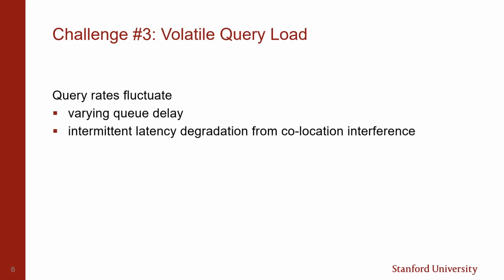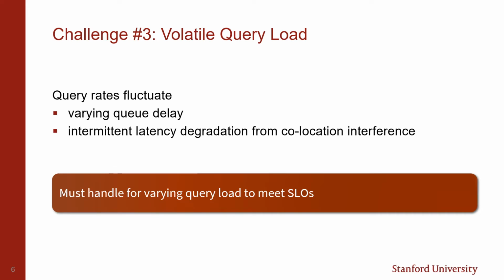Another difficulty that inference serving systems face is the fact that query load is often volatile. So the fluctuation of query rates can incur varying queuing delays and also can cause intermittent latency degradation from collocation interference, where collocated models exhibit fluctuating query rates. Still, inference serving systems need to handle these situations where query load is dynamic while still meeting SLOs.